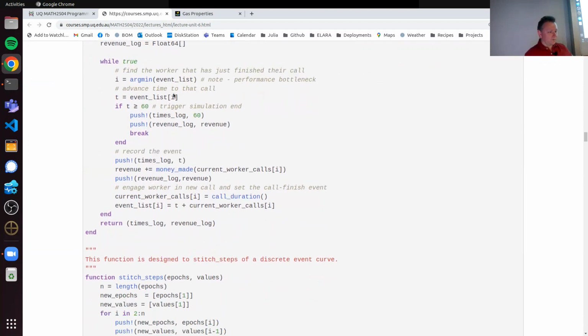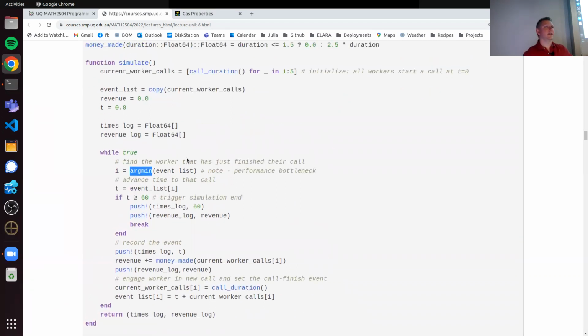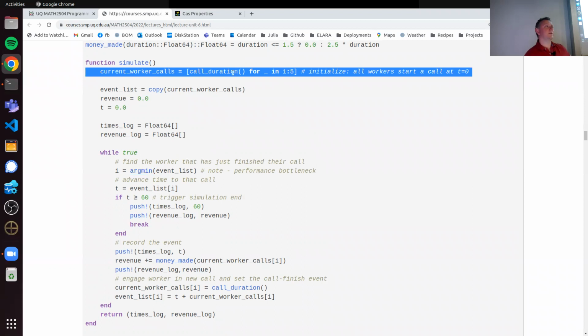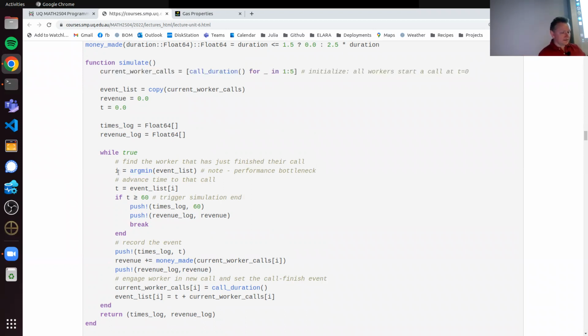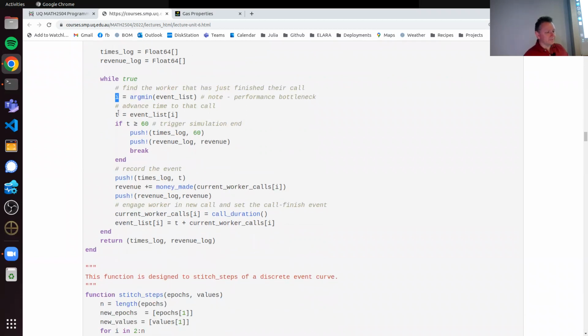So we have this function called argmin. This finds the index for which the value is minimal. So we have 5 people on calls, and we've figured out when they're going to end. So we're going to figure out which is the soonest call to end. And i here is the index of this array, which corresponds to the soonest ending call, right? And we can get the time from that index again.